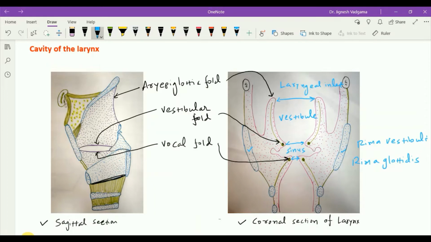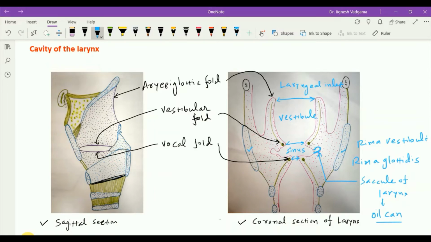And one pouch also extends from the sinus towards the lateral side, and that pouch is called the saccule of the larynx. This pouch, the saccule of the larynx, has numerous mucus glands within it, and it helps to lubricate the sinus, and that's why it is also called the oil can of the larynx.